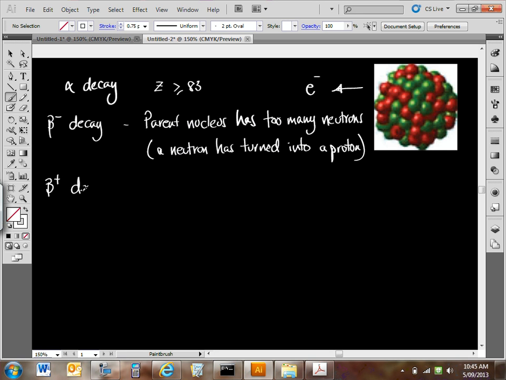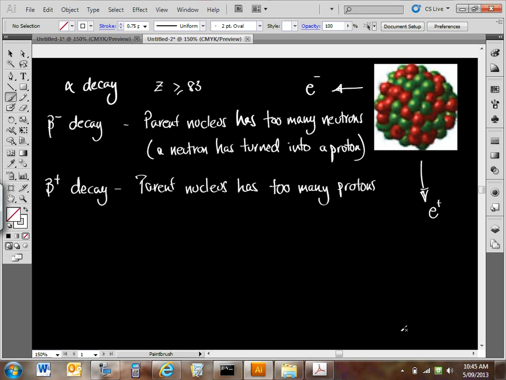Beta plus decay. What do you think? Parent nucleus. So what's happened inside the nucleus? It has too many protons. And so a proton has turned into a neutron with this positron coming off. We're losing some positive charge. Proton turned neutron.